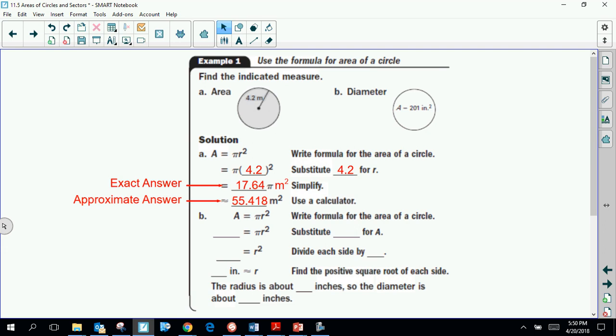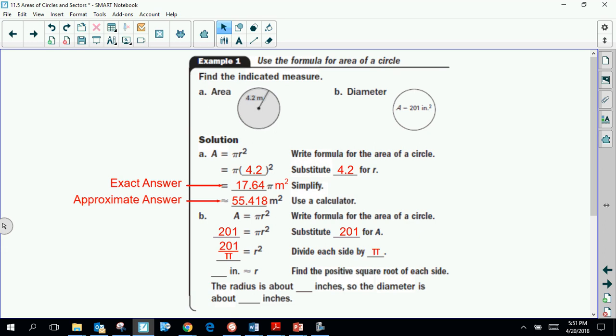Now for class purposes, most of the time I'm going to ask you to give me the exact answer whenever possible. If it's not possible to give me an exact answer, then give me the approximate answer. Now in example B, they're giving us the area of the circle. We need to work backwards to find the diameter. So pi r squared for the area of the circle is going to be equal to 201 because that's what's given to us. Divide both sides by pi, so we get 201 over pi.